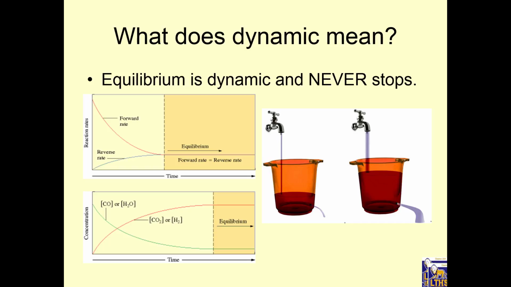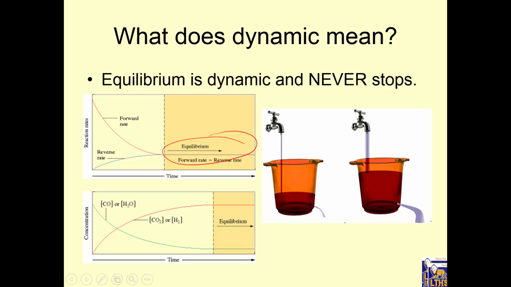So when you first start a reaction, the rate of the forward reaction is pretty quick, but then it starts to slow down. The rate of the reverse reaction is pretty slow when it starts because there's no products, but then it starts to speed up once products start to form. Okay, and then when the rate of the forward and the rate of the reverse are equal, you have equilibrium.